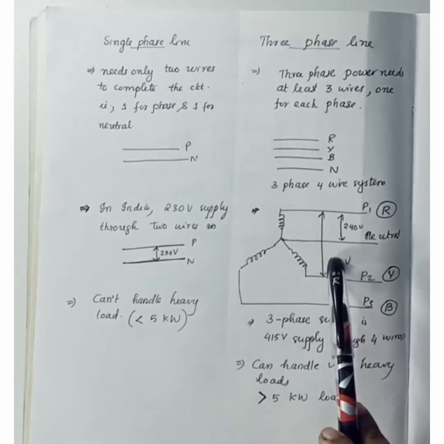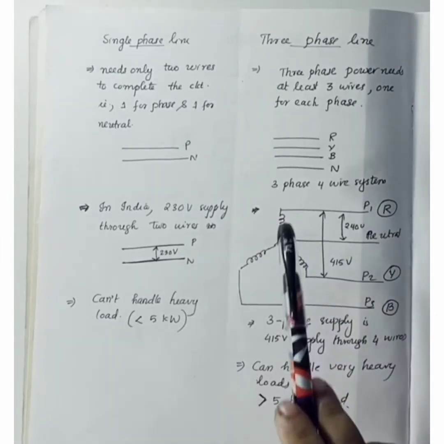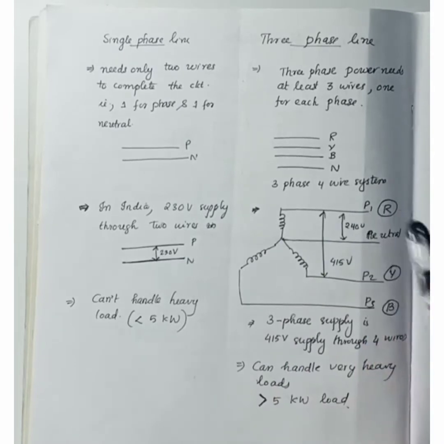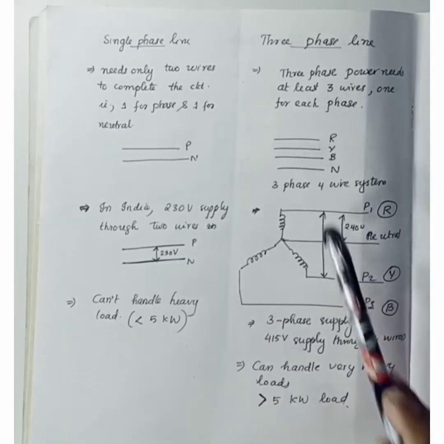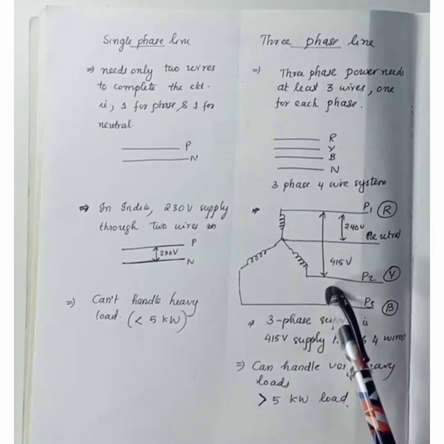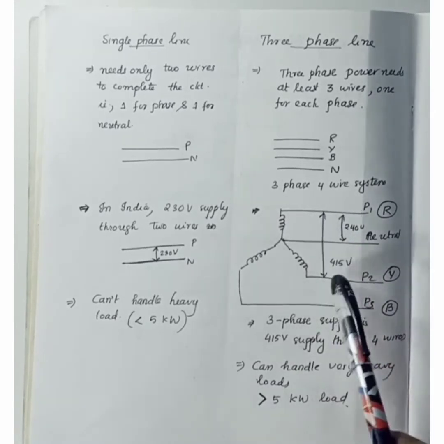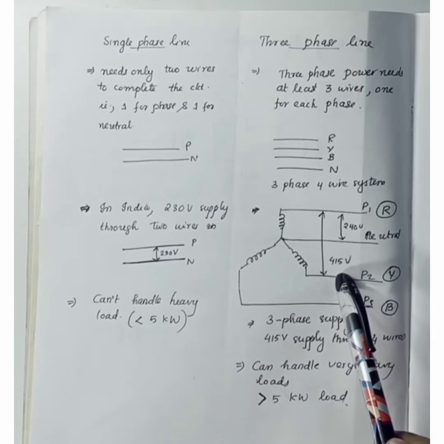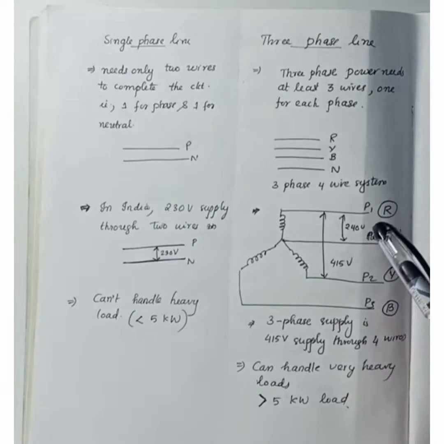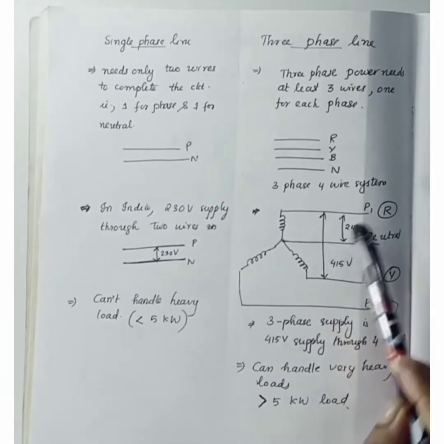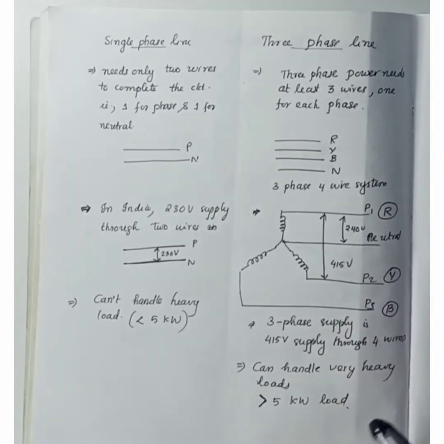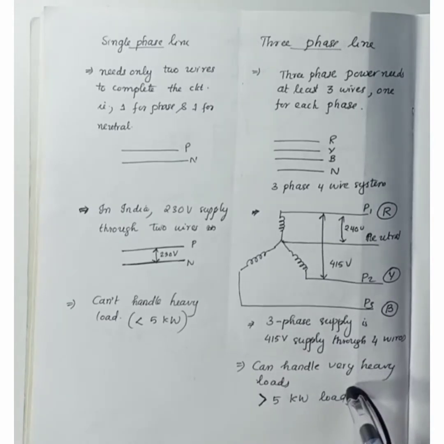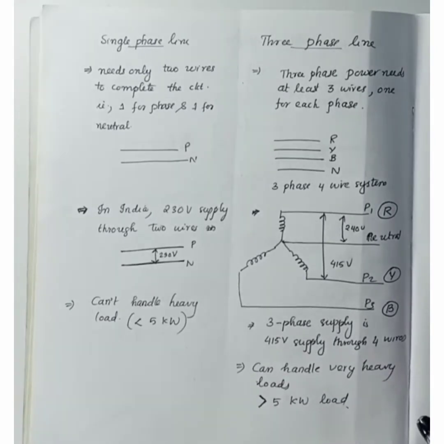This is an example of three phase line. Three phases are connected, P1, P2 and P3. These are the three phase wires, and the voltage between each two phases is 415 volt. Okay, then between a phase and neutral the voltage will be 240 volt. Okay, so it can handle very heavy load, that is greater than 50 kilowatt load.